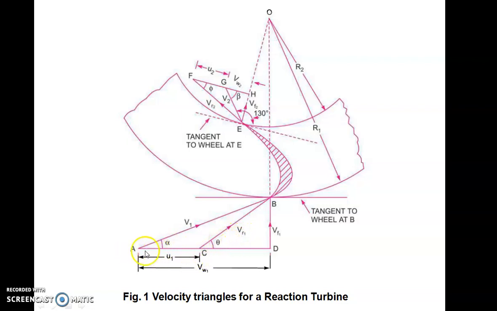U1 is the linear velocity of the runner at the inlet. VF1, in case of this radial flow turbine, represents the radial flow velocity, or it is also called the flow velocity. So radial velocity inside this runner is VF1, and in between VF1 and V1 there is VW1. Okay, so this is very important. And in between V1 and VR1 there is U1.